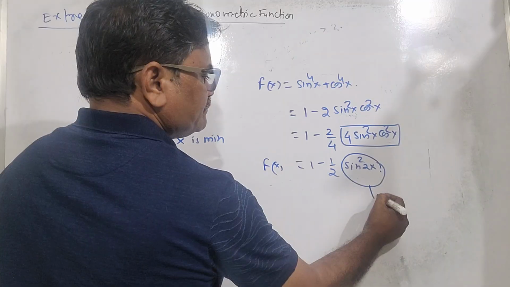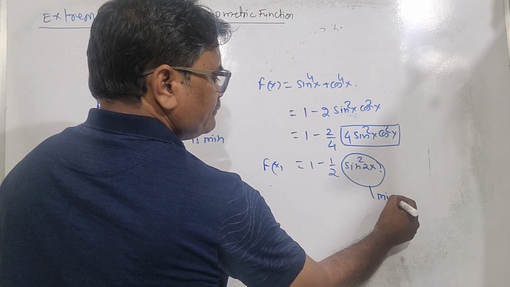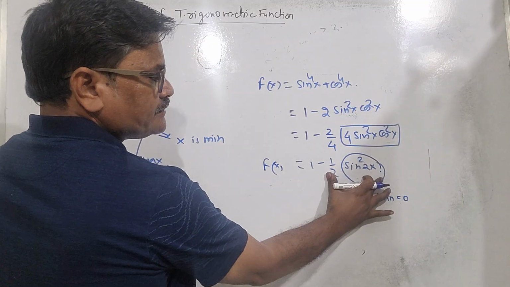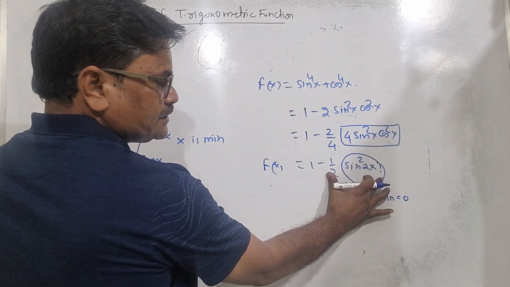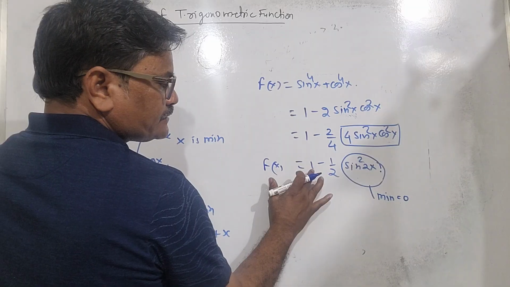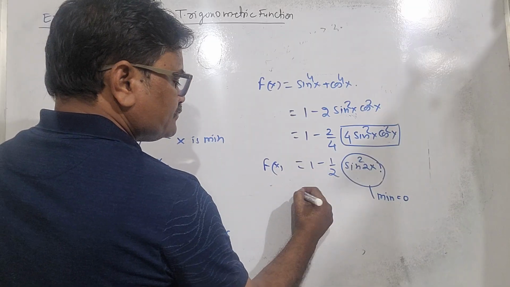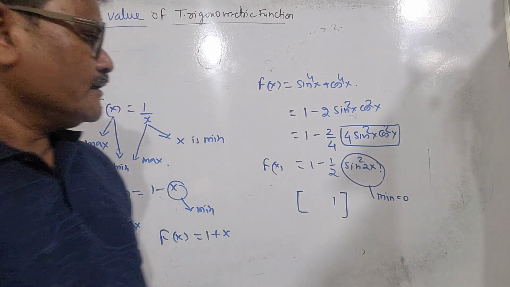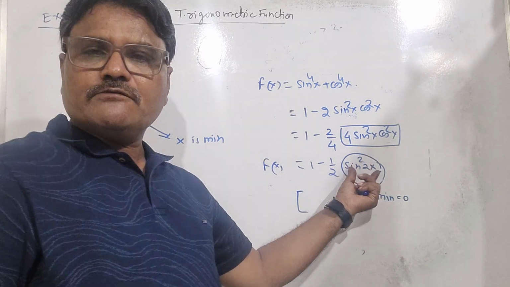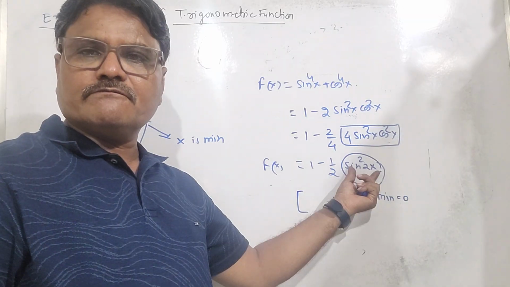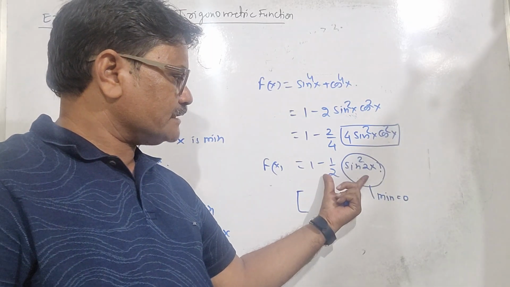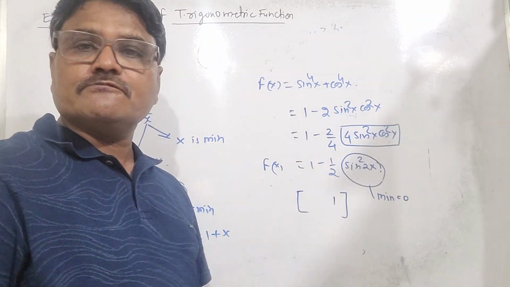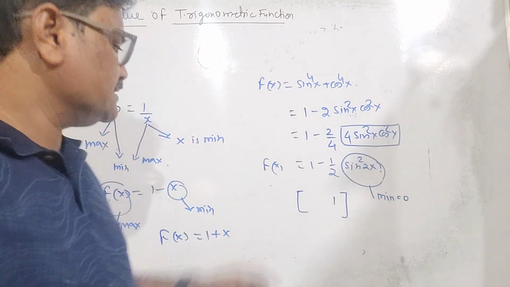What is the minimum value? The minimum value is 0. So this whole expression has the minimum value 0, and therefore this 1 is maximum. So the maximum value is 1. Directly you can write it down now. And what is the maximum value of sin square of 2x? 1. So therefore this expression has the maximum value 1 by 2. So therefore 1 minus 1 by 2 will be the minimum value for this f(x).